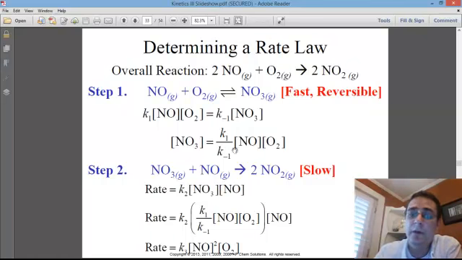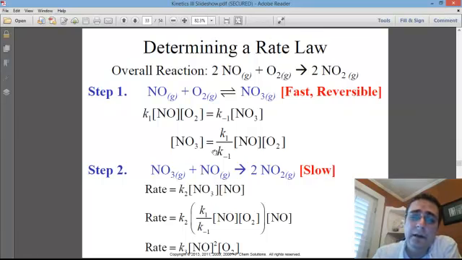And this is what we end up with. NO3 is equal to k1 over k negative 1, which are our two individual rate constants, the rate constant for the forward and the rate constant for the reverse, times NO and O2. So we just set them equal to each other and solved for the intermediate. So this was our intermediate.